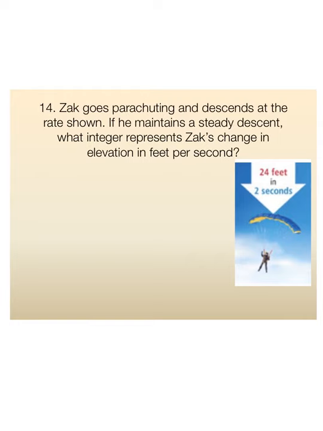On 14, it says Zach goes parachuting and descends at the rate shown. If he maintains a steady descent, what integer represents Zach's change in elevation in feet per second? So we know that he is descending 24 feet in 2 seconds. So you're just going to do a negative 24 because he's descending, divided by 2, and that'll give you a negative 12. So if he's going 24 feet in 2 seconds, then he's going 12 feet in 1 second. Just halving them.